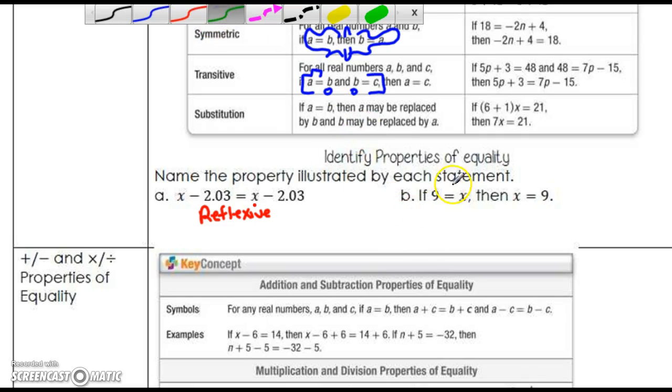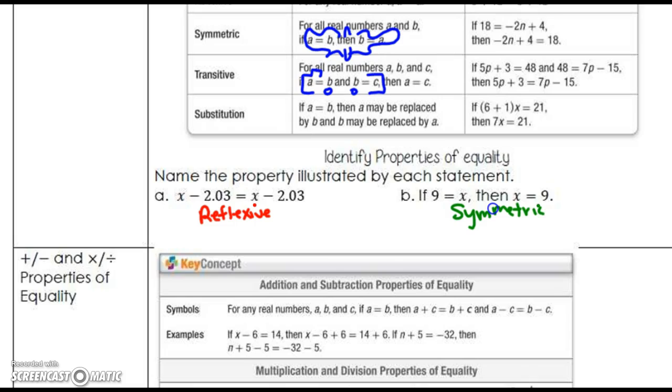The next one, B, if 9 equals x, then x equals 9. Well, it's very close to being the same thing, but look at the order or how it's kind of written. It's a little bit different. It's almost like you could flip this onto that one. So we've got some symmetry going on here. So this is going to be the symmetric property. And we're not going to get too involved with the property of equality, but basically it is.